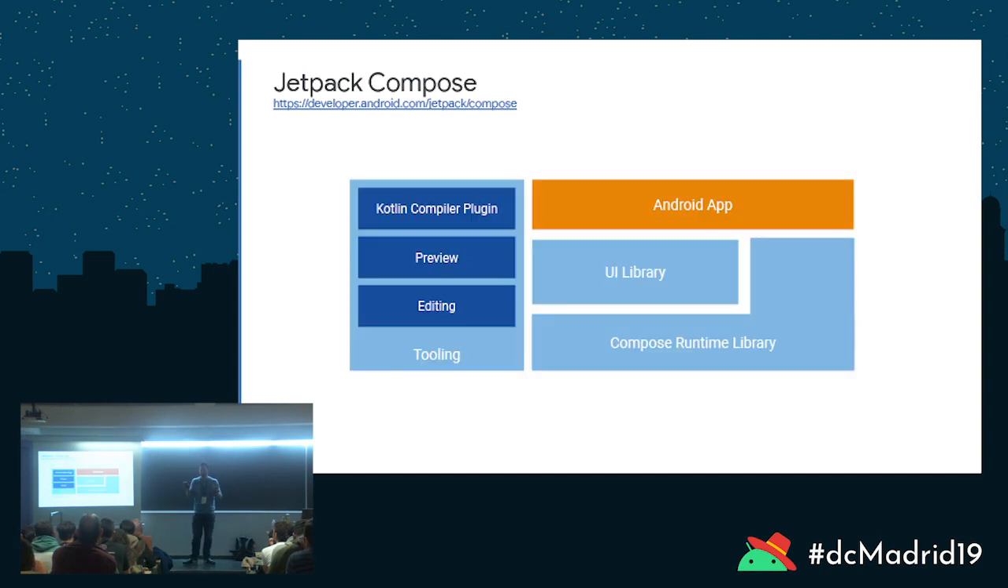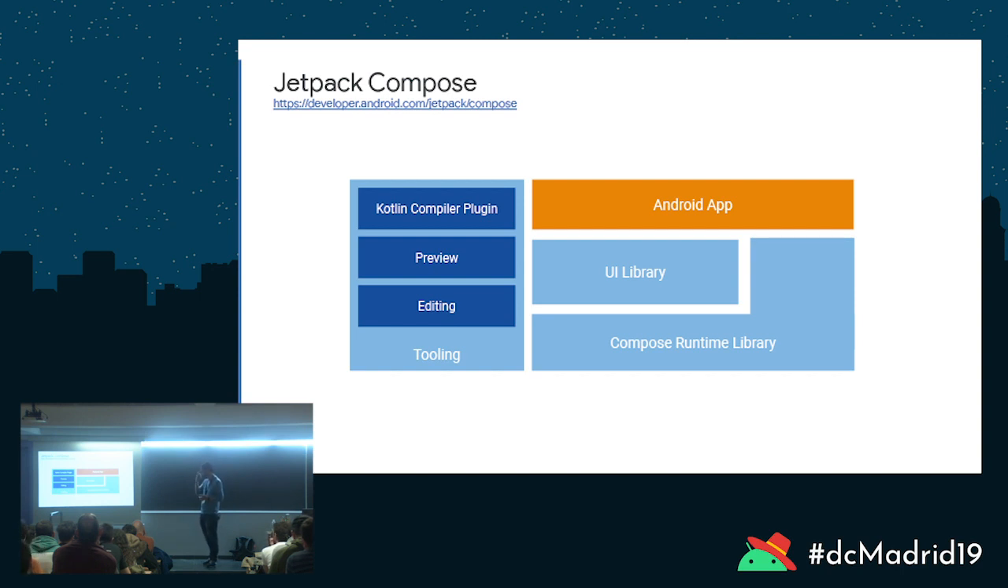This is a very high-level architecture of how things are. We have the tooling, your app will sit on top, and then we are giving you a UI library that includes everything that you need: the layouts, the font rendering, buttons, anything that you need. And then we have the Compose runtime library. By combining those two, you can create your own components, or you can use Compose even without the UI if you want something that is reactive.